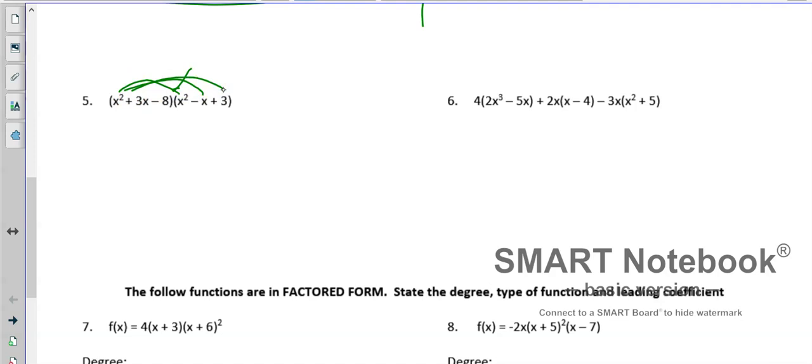So x squared times x squared is x to the 4th. Positive times a negative, x squared times x to the 1 is x cubed. X squared times 3 is just simply 3x squared.